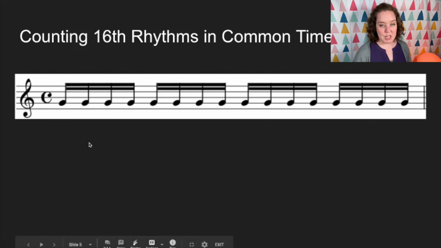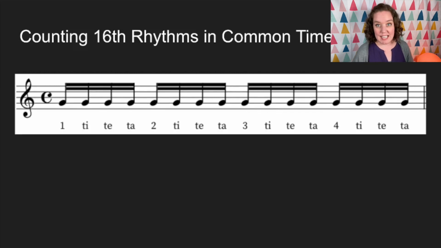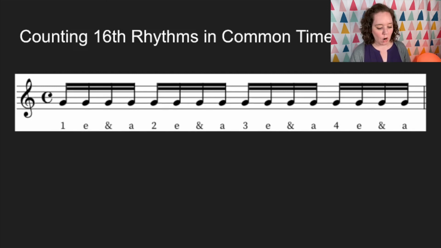Right here I just have 4 full beats of 16th notes, and there's a couple of different ways that you can count them. I typically have students in 2 camps. One is the E-anda crowd: 1 E-anda, 2 E-anda, 3 E-anda, 4 E-anda. Or I have kids in the T-teta group: 1 T-teta, 2 T-teta, 3 T-teta, 4 T-teta. Notice that the downbeat is always a number, and the upbeat, or the second half of the beat, will always start with te or and.